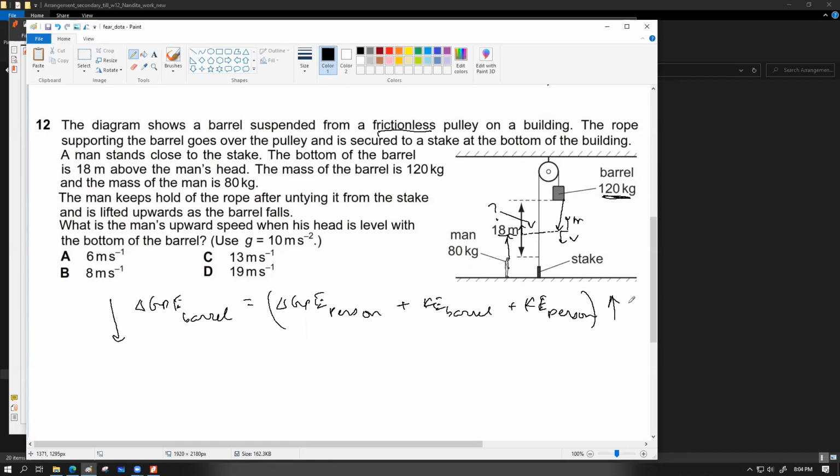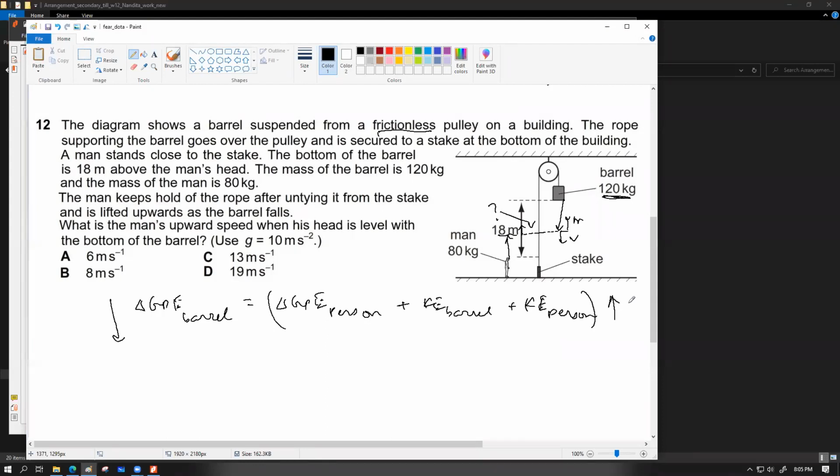So both of these objects are going to have some gain in K because they are both achieving a certain amount of speed compared to the initial state of rest. And the person is also going to gain some GP because he is going from a lower height to a higher height. So these are the three types of energy that are being gained in the system, and the loss of energy is happening from the barrel's falling. So GP of the barrel is getting reduced, which in turn will be converted or transferred into the GP of the person plus K of both of them.